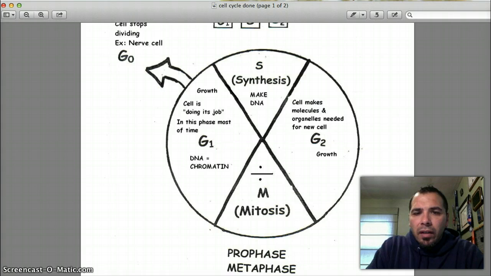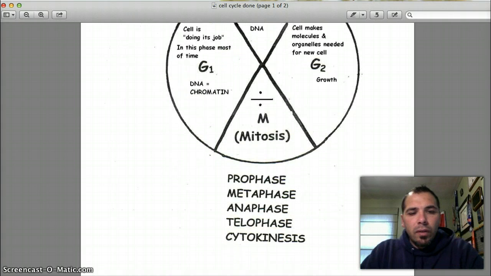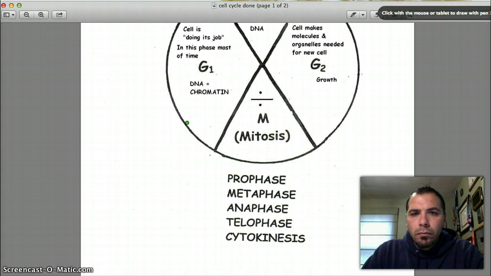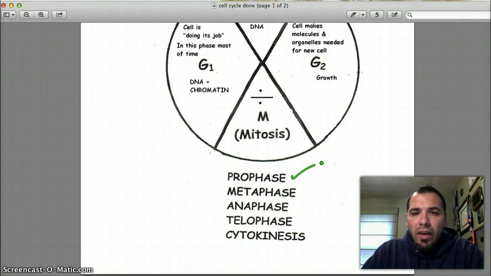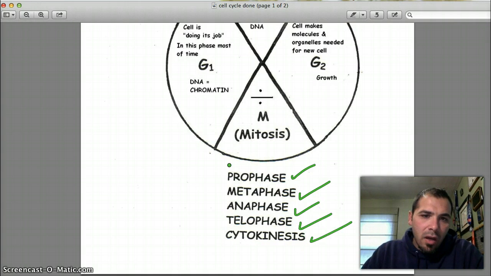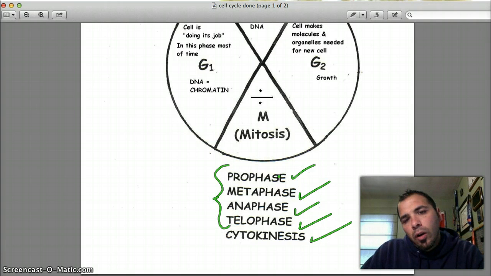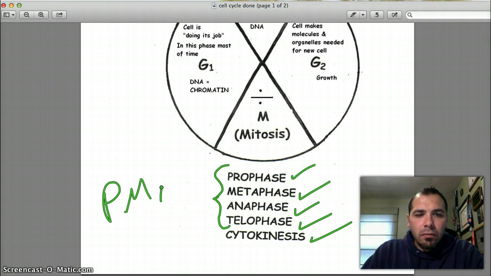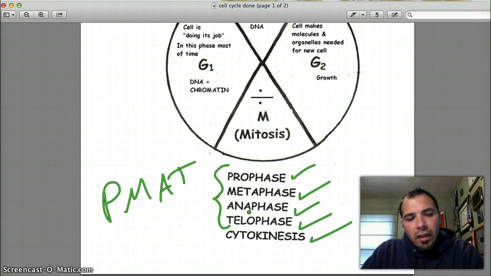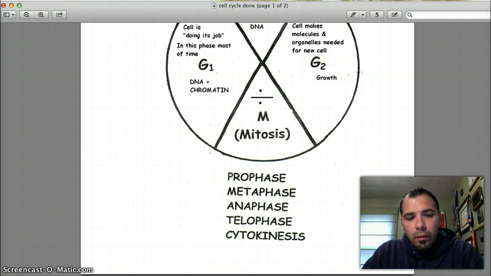But let's look down here at the different phases. And so when we talk about mitosis, we've got the four phases: prophase, metaphase, anaphase, telophase. A lot of times when we talk about mitosis, we're only going to refer to these four, sometimes like PMAT: prophase, metaphase, anaphase, telophase. Cytokinesis, or between telophase and cytokinesis, indicates to most the end of the cell cycle.